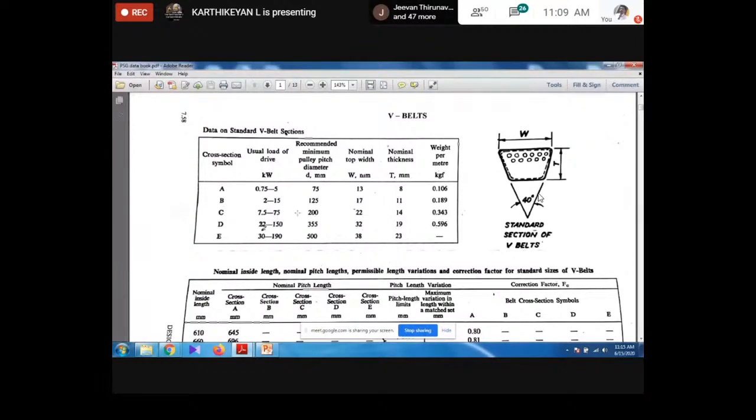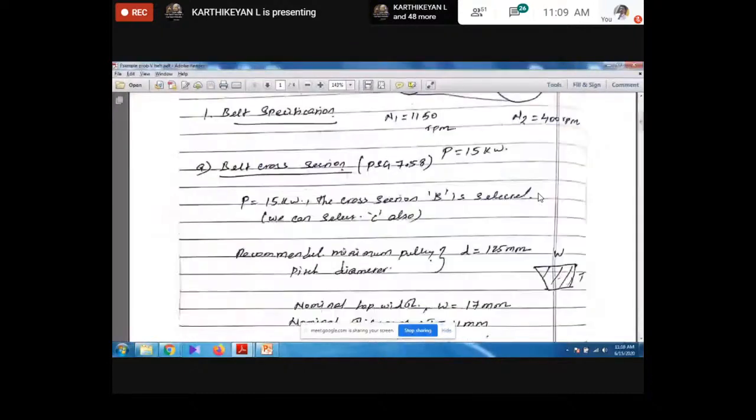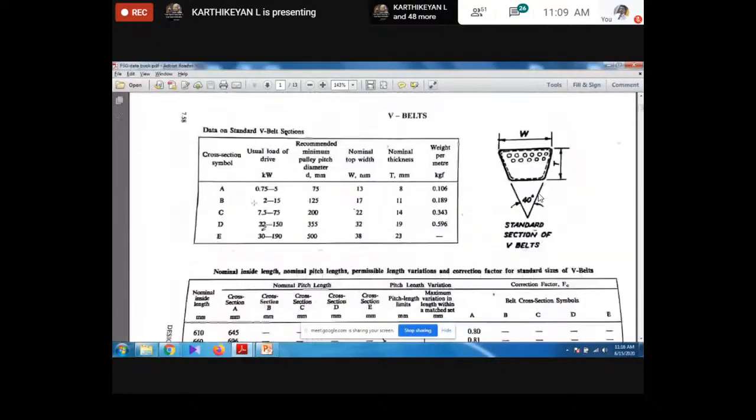I'm going with B because I'm very much concerned about the weight of the belt. You can also choose the C cross section. So I'm choosing the B cross section, and the corresponding recommended minimum pulley diameter is 125 mm. For the B cross section, the minimum pulley pitch diameter d is 125 mm, the nominal top width of the belt is 17 mm, the nominal thickness of the belt is 11 mm, and the weight per meter is 0.189.